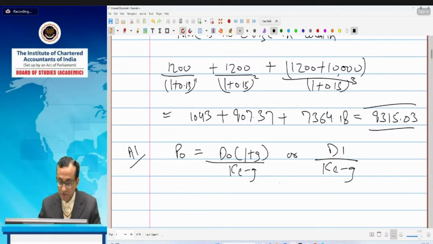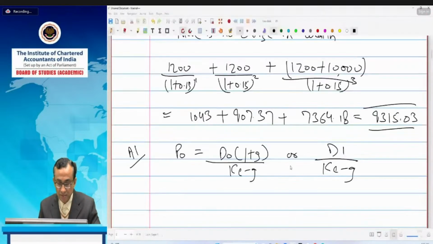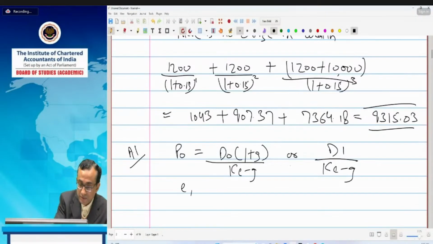Now, just look at the question: D0 is not given, and the growth rate is also not mentioned. But book value is given. Book value is the equity, and return on equity is also given. So it will give the company's EPS, earnings per share, because whatever equity is there must have been invested in profitable growth opportunities, and the return the company has got is basically the EPS.